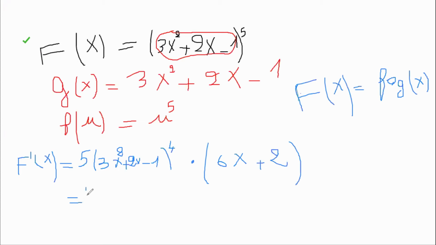Okay, then we can put 2 as a common factor. It becomes 10 times (3x squared plus 2x minus 1) to the 4 times (3x plus 1). Surely for some guys the picture is not clear yet, and even those for whom it is clear, try to follow along with us. We will redo it once.